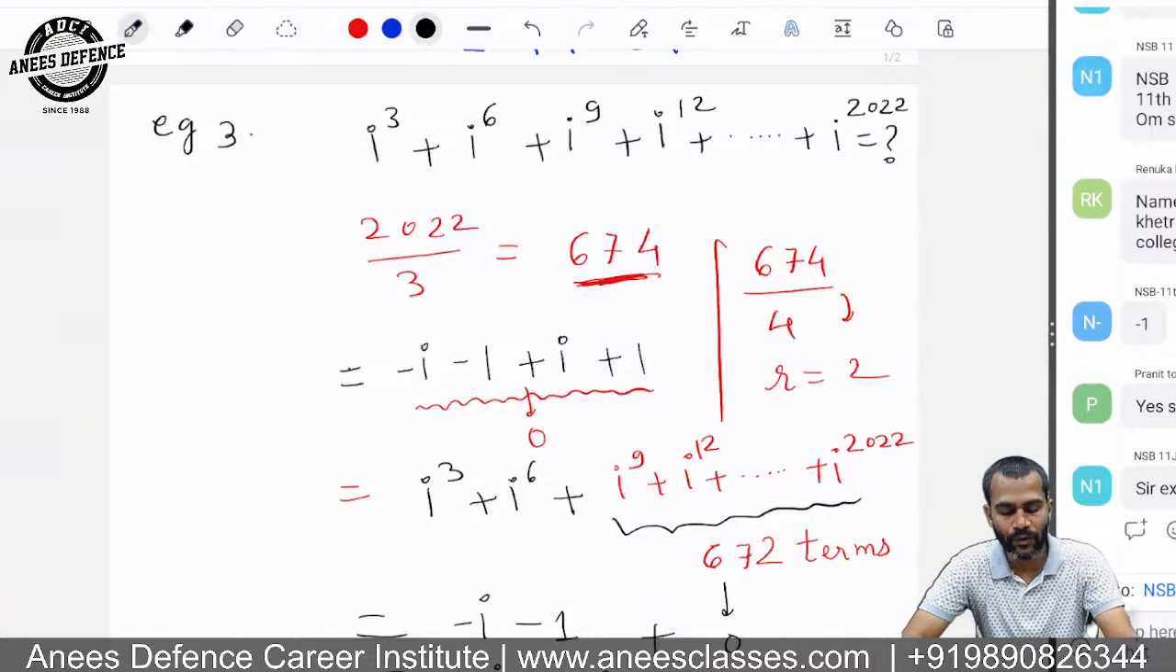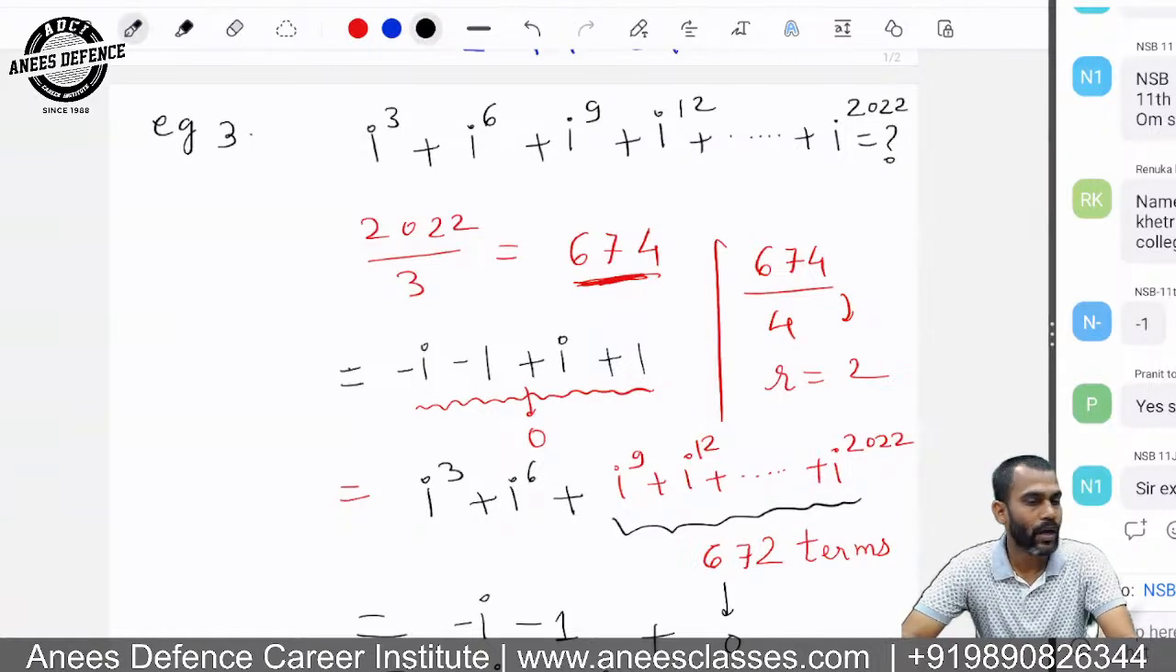Yes or no? So if you see, iota cube is minus iota. Iota raised to 6 is minus 1, which is iota square. Iota raised to 9 is iota. Iota raised to 12 is nothing but again 1, because it is a multiple of 4. Remainder is 0. So we can observe here that the sum of the first 4 terms is 0.